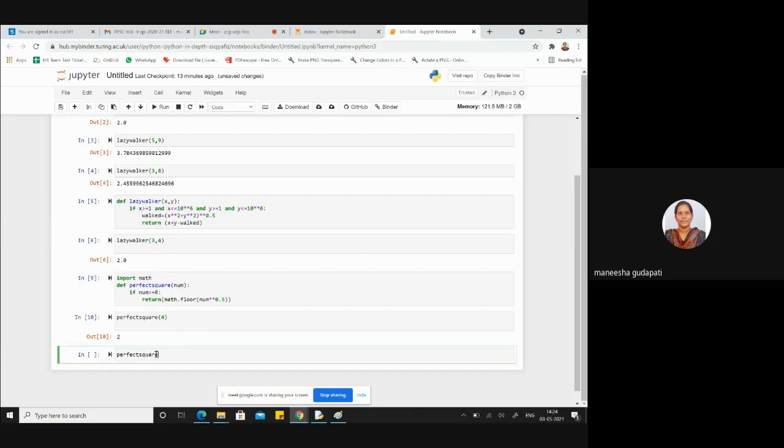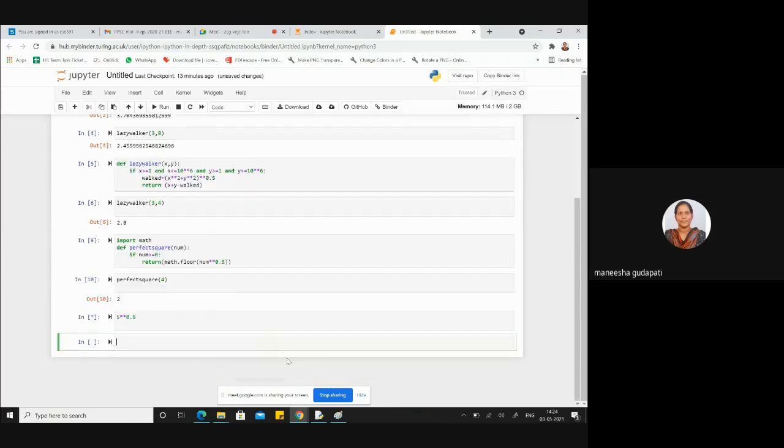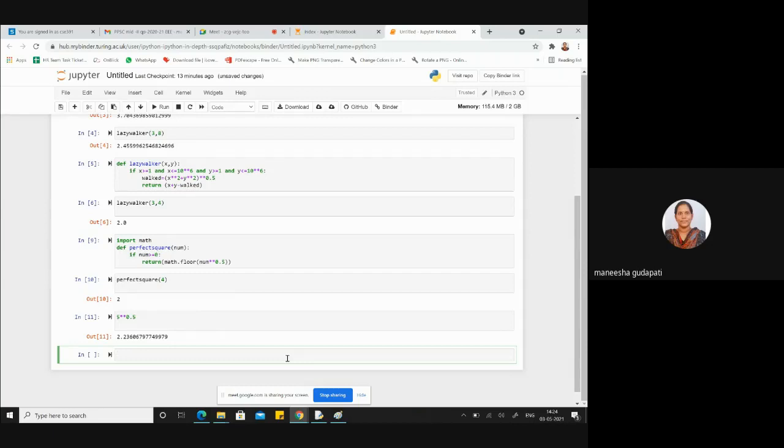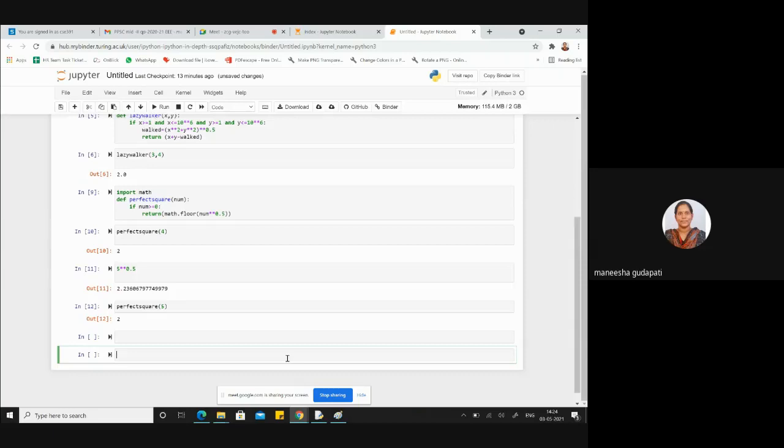Perfect square of 5. What is the value it should print? So generally, what is the square root of 5? 2.2360679. But I don't want the points. What I want is only 2. So let's see whether it is printing exactly or not. Perfect square of 5. 2.